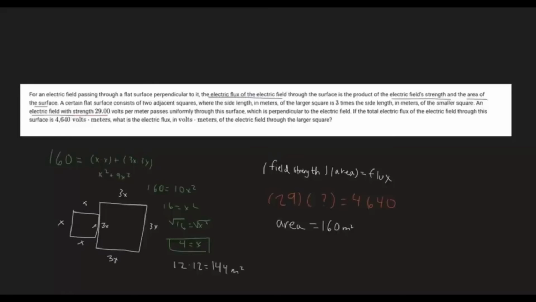So now we have the total area of this larger square, right? And now that we have the area, because of this relationship up here, the total electric flux is going to be the product of the field strength, which we already know is a constant 29 because that's volts per meter, times the area of the surface. So we can very simply do 29 times 144, and that will give us a final value of 4,176 volts times meters as our final answer.